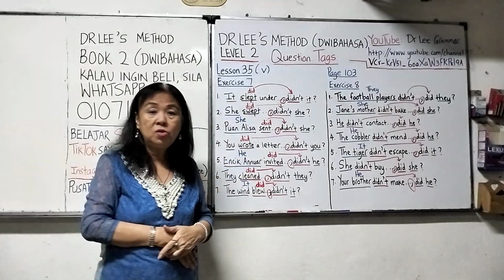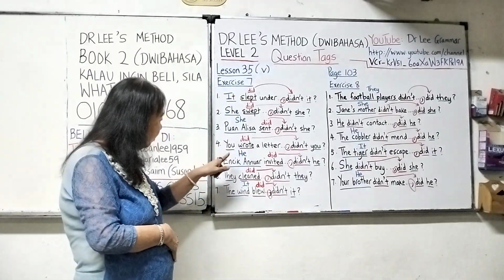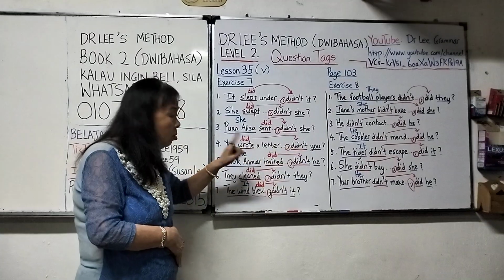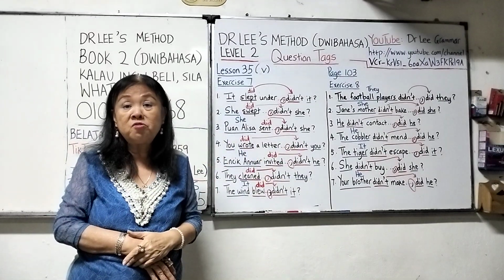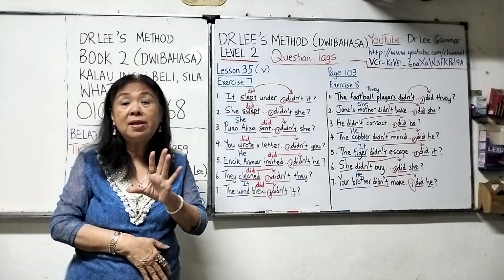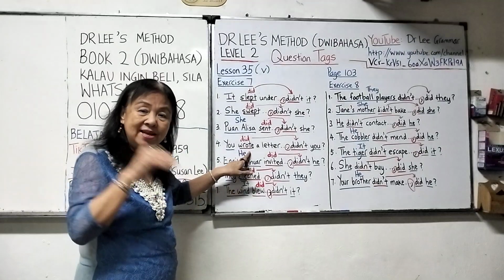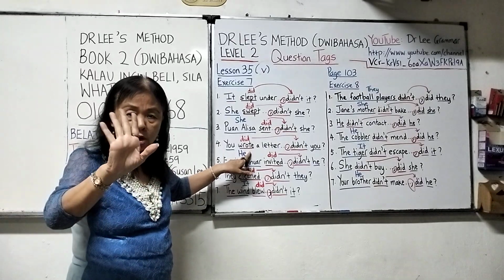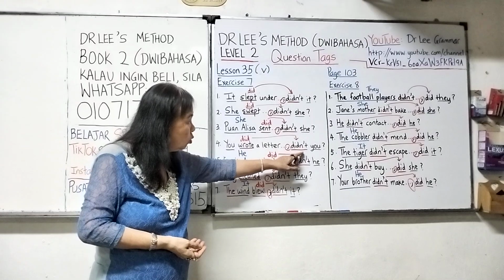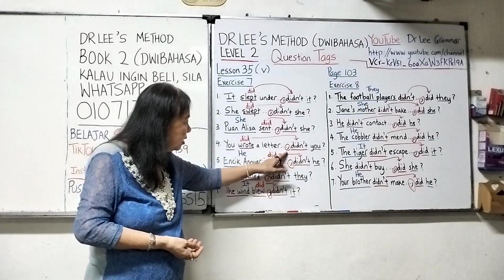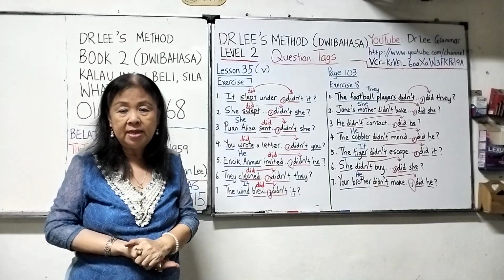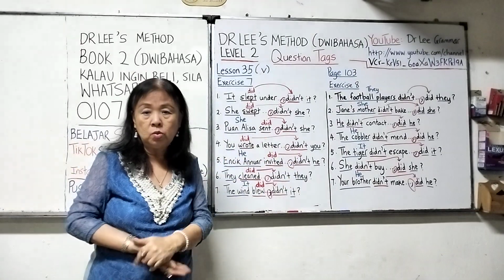You wrote a letter to your cousin, didn't you? Same, you. But small letters. Wrote is the past tense of write. So because it is a word in the past tense, there is a did inside here, which we do not write and we do not speak. But when we change it to a question tag, after the comma, you have to bring this did over here. It becomes didn't. And then the you remains the you.